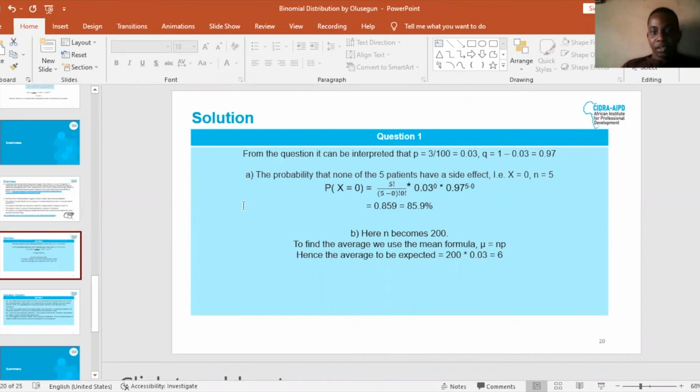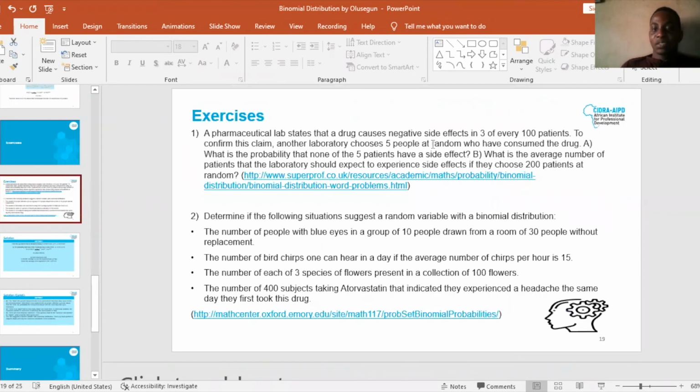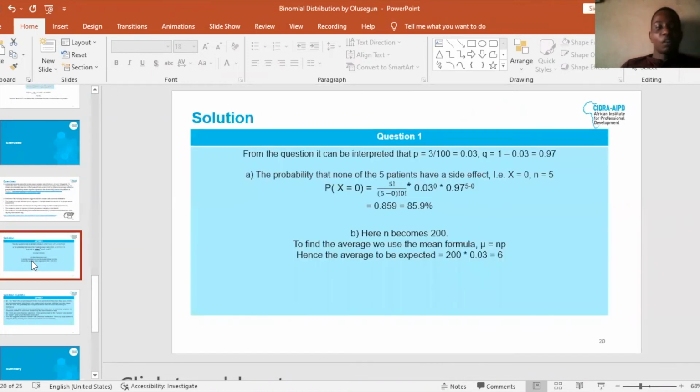Yes, there we go. The solution to question 1. From the question, it can be inferred that P equals 3 over 100, which is 0.03. And the question says 3 of every 100 patients experience a negative side effect. So the probability here, P equals 3 over 100, which is 0.03. Invariably, that means Q is 1 minus 0.03, which is 0.97.